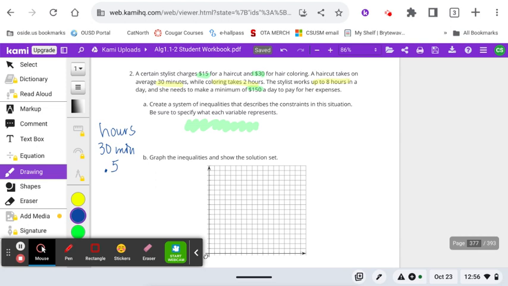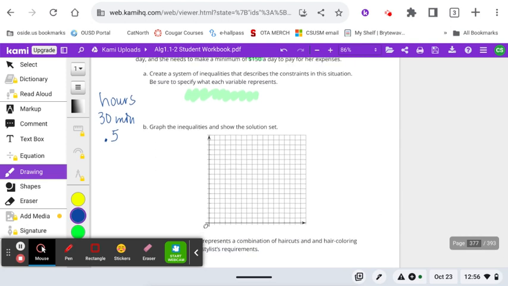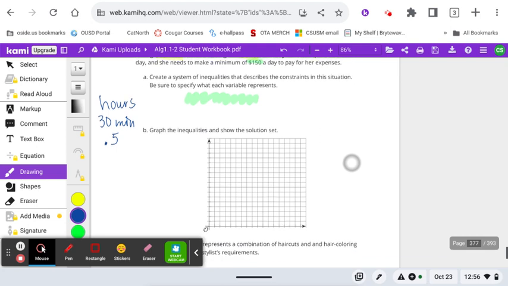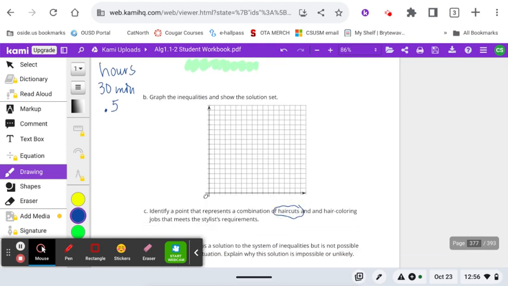0.5, 2, and 8. When it says up to 8 hours, are you going to use a greater than or a less than? Will there be an equal to? When it says a minimum of 150 a day, is that greater than or less than or equal to? What do you think? In graphing the inequalities, the two things we're talking about here are haircuts and coloring jobs.